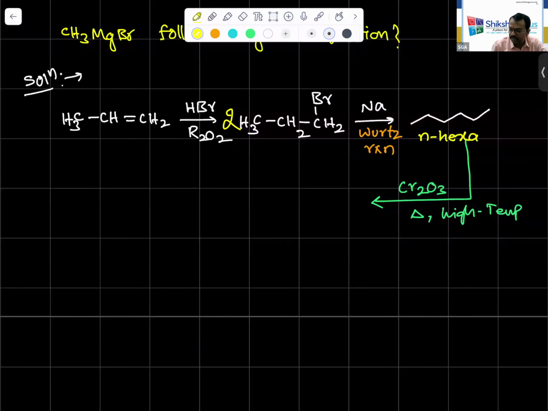Therefore, it is n-hexane. n-Hexane reacts with Cr2O3 at high temperature and high pressure and produces first a cyclic molecule, meaning it will convert into cyclohexane. In the next step, hydrogen atoms take part in elimination and convert into benzene. This is compound A.